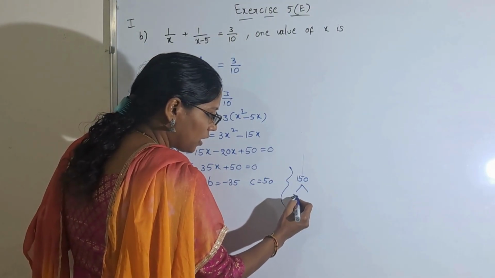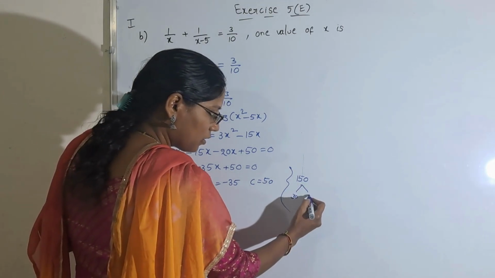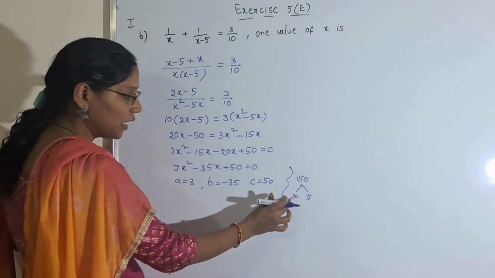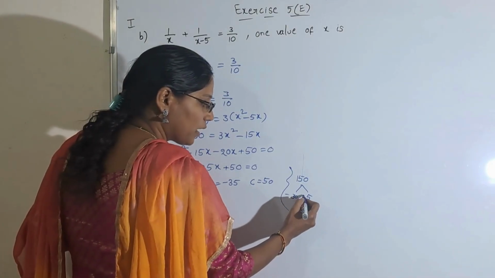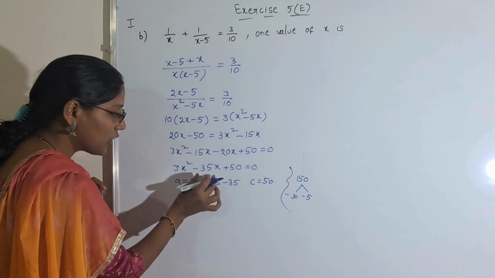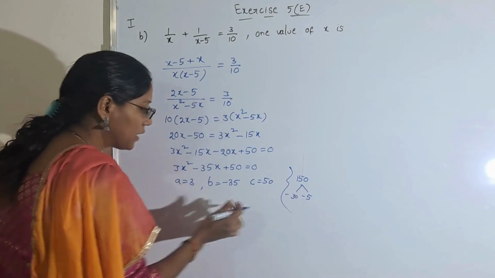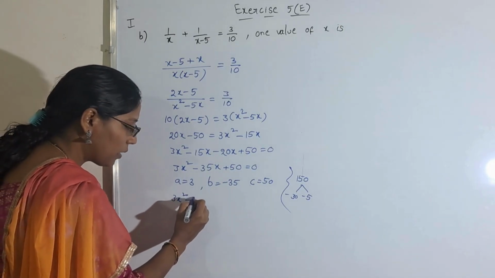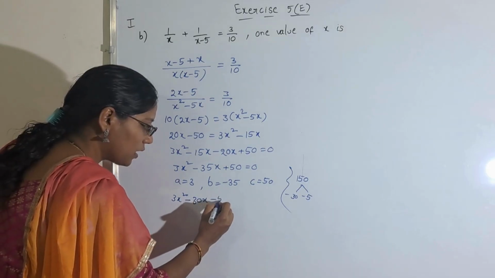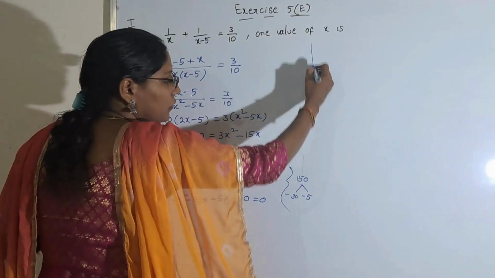150 factors: here 30 into 5 is 150, and 30 plus 5 is 35. Here we need minus 35, so minus 30 minus 5. Instead of the minus 35x place, we have to write minus 30x minus 5x. 3x square minus 30x minus 5x plus 50 equal to 0.